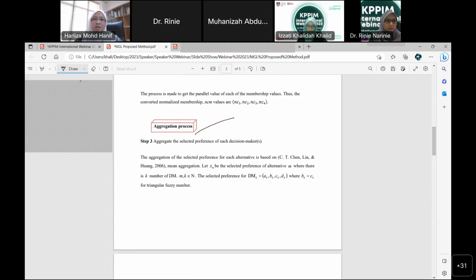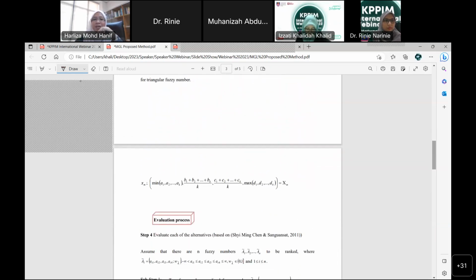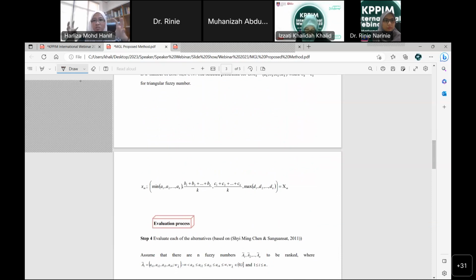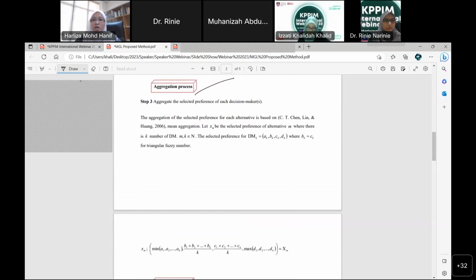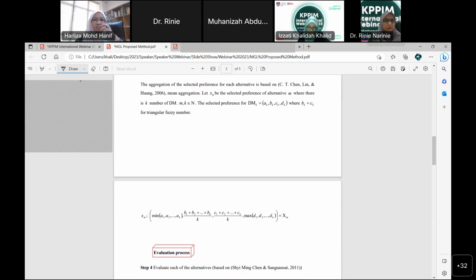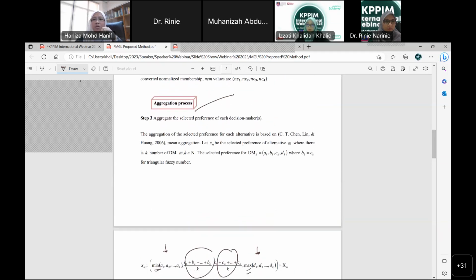The aggregation process is based on C.T. Chen, Lin and Huang 2006, where their method involves less calculation. Again, later on I will explain why. Because to aggregate the evaluations, there are operations for fuzzy numbers. But Chen, Lin and Huang propose an aggregator which involves fewer steps. Meaning for the first item and the last one, we don't need to find the aggregation. We just find the minimum value and also the maximum. So by all means, this reduces the calculation involved. That's why we choose the Chen, Lin and Huang method.